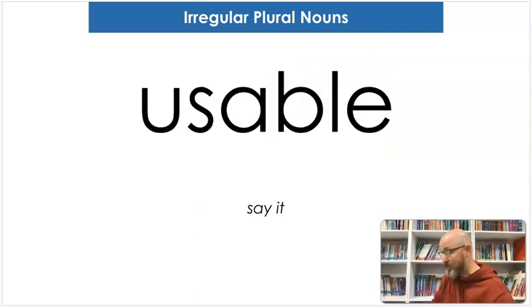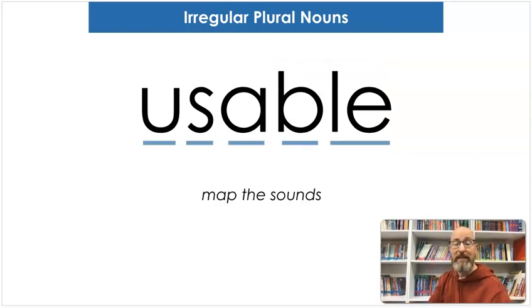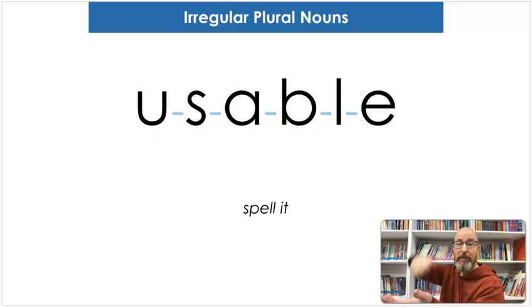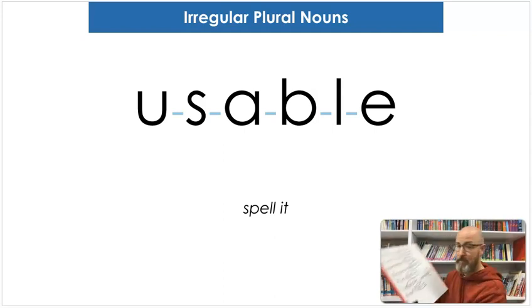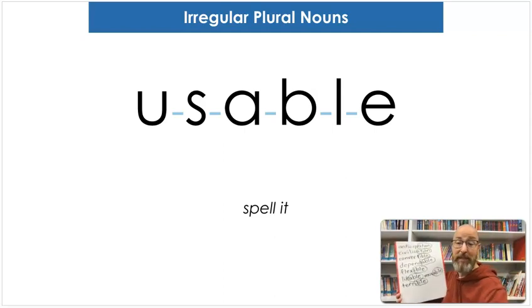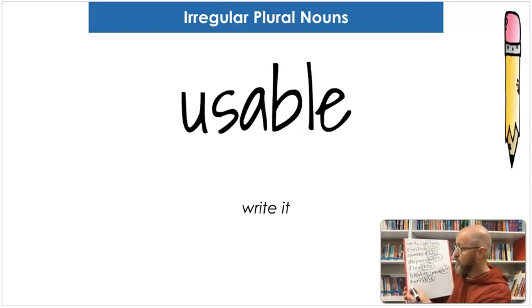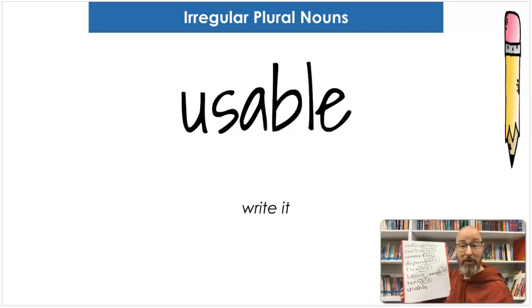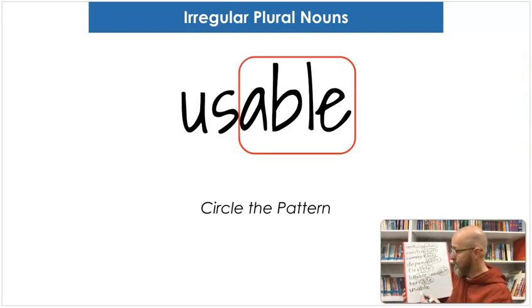And our next word is usable. Say usable. Map the sounds. Usable. Spell it. U-S-A-B-L-E. Usable. If a chair is not broken, it's usable. Let's write it. U-S-A-B-L-E. And what's our Latin suffix? Able, that's right.